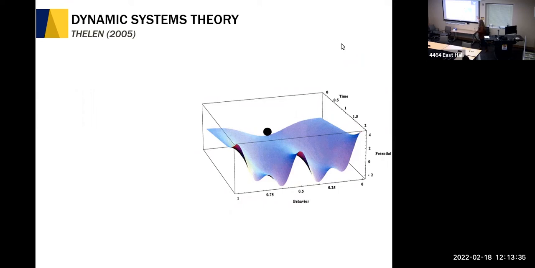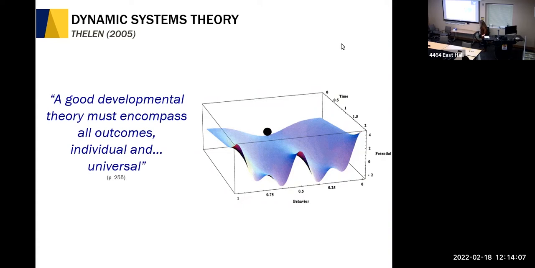The basic premise is that there are these pushes and pulls in the landscape of behavior, such that this black ball that represents the individual is more likely to fall into these nadirs, like an attractor state. And it'll take a lot of potential to bump some behavioral pattern out of this deep attractor state up onto one of these hills. When talking about dynamic or developmental systems theory, Phelan has said things such as, "A good developmental theory must encompass all outcomes, individual and universal." Kind of similar to Bronfenbrenner saying how we need to explain both groups and individuals.